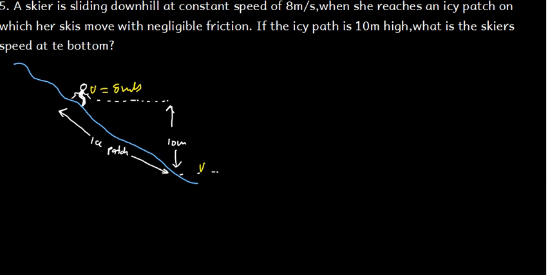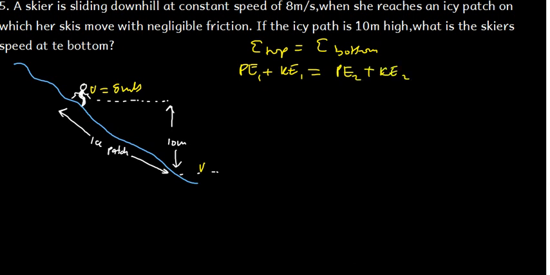Now, according to the law of conservation of energy, the energy at the top should be equal to the energy at the bottom. On the top, this person is going to have potential energy and kinetic energy. So the potential energy and the kinetic energy at the top, let me call them 1 to represent top, should be equal to the potential energy and the kinetic energy at the bottom. Let me call them 2 to represent bottom.